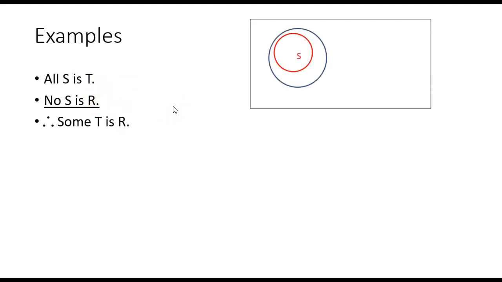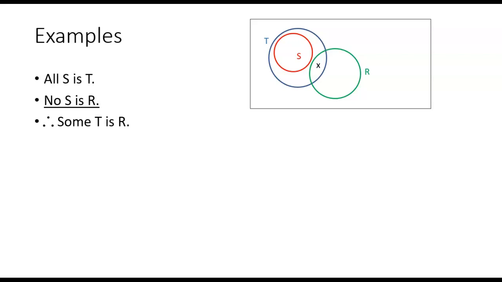So all S is T, meaning S has to be inside of T. Next premise is no S is R. So the sets S and R circles cannot cross. So my R circle, S and R are not crossing.